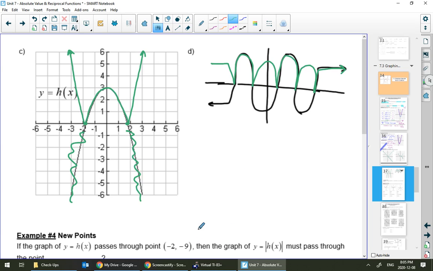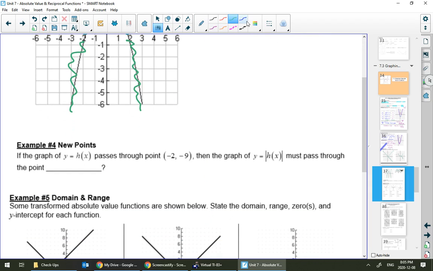All right, so taking a look at how the points are affected. If the graph of y equals h of x passes through the point negative 2, negative 9, then the graph of y equals absolute value h of x must pass through the following point. Well, the negative 2 is going to stay negative 2. It's only the y value that changes. So that's going to become negative 2, comma, positive 9.